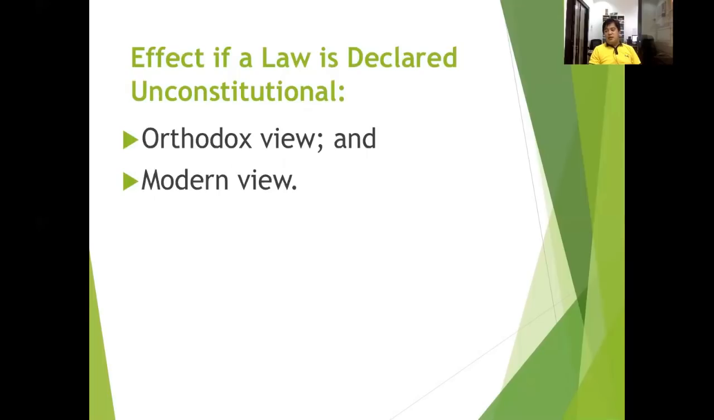This is the same with our policing system, isn't it? Wherein we have the old concept and we have the modern concept in measuring the effectiveness of our policing system. So under the orthodox view, if a law is declared unconstitutional, that law is not a law. It will confer no right. It imposes no duties, no obligations, no protections, so on and so forth. In other words, as if it was not passed in the first place.